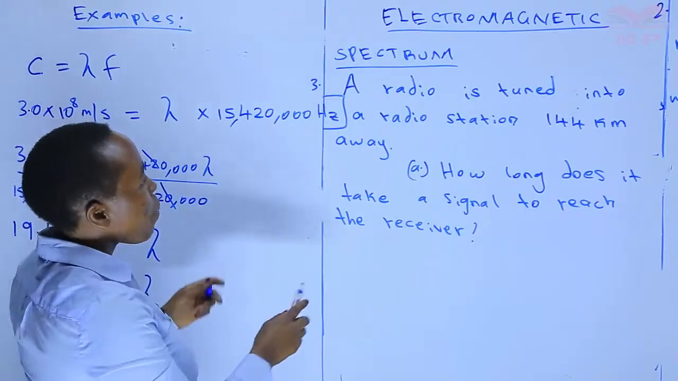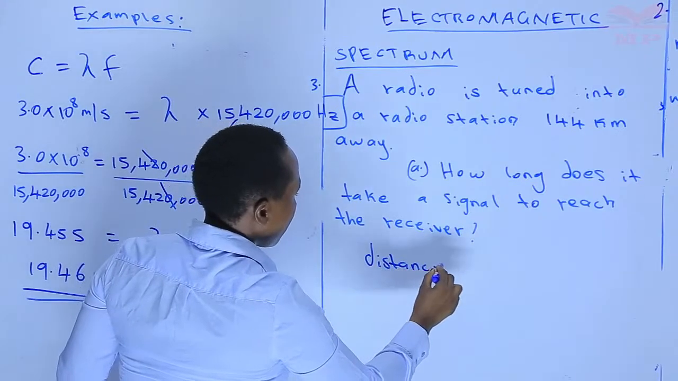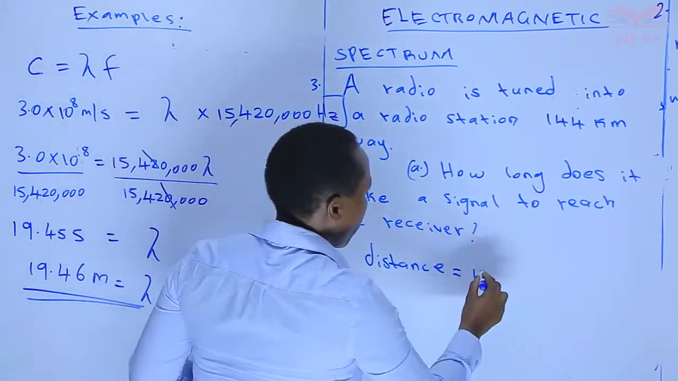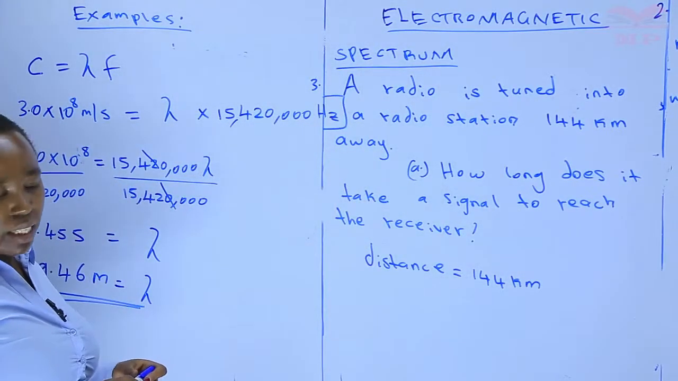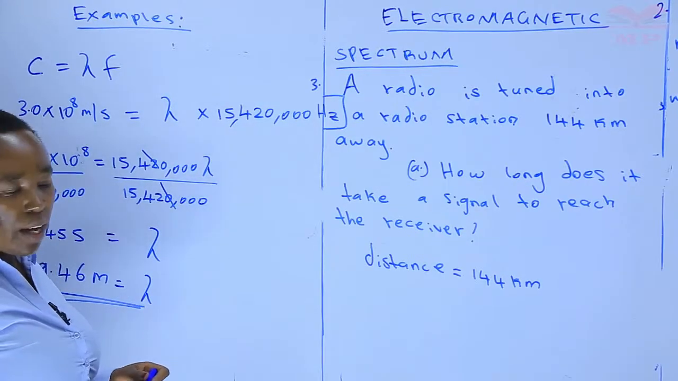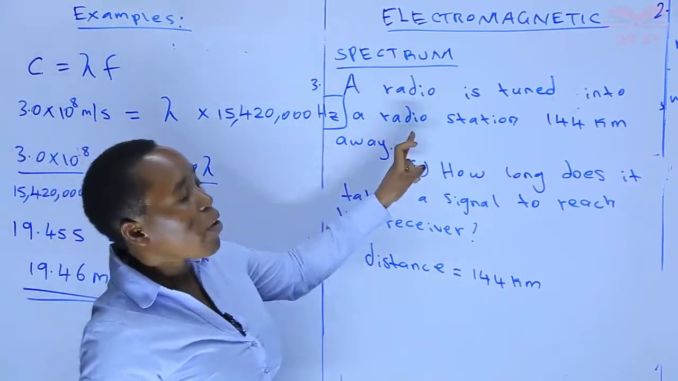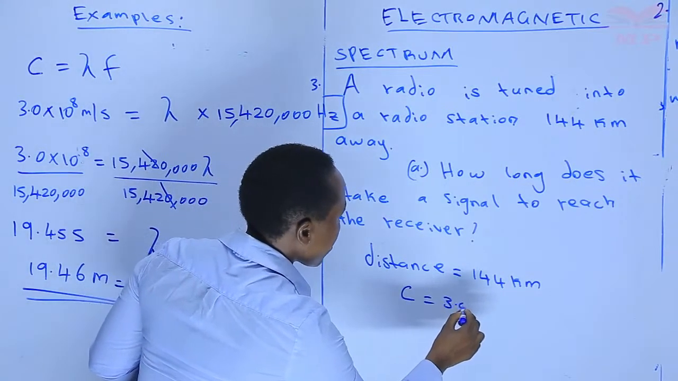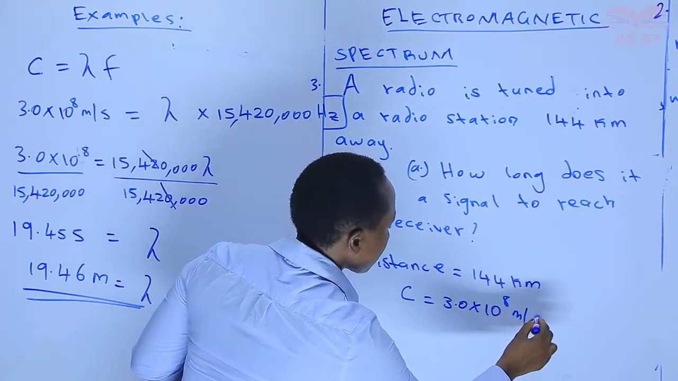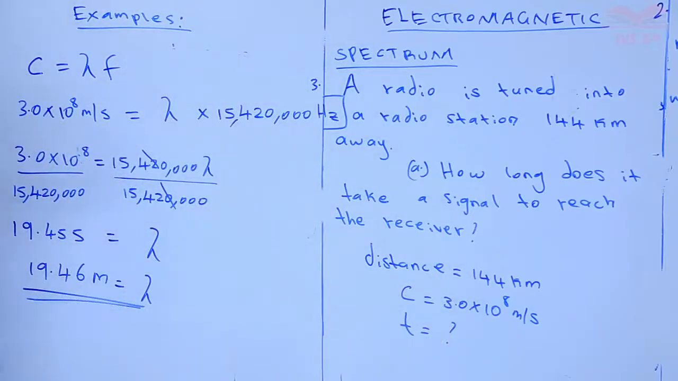So in this question, we have the distance that is covered by that radio wave, which is 144 kilometers. So we want to get the time it takes to get to the receiver. And we know that since this is a radio wave, the speed of that radio wave will be the speed of light, which is 3.0 times 10 power 8 meters per second. So we want to know what's the time taken. So how long does it take a signal to reach the receiver?